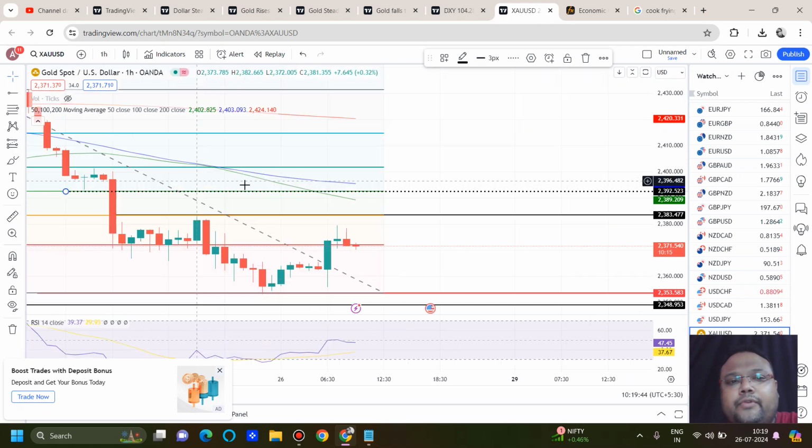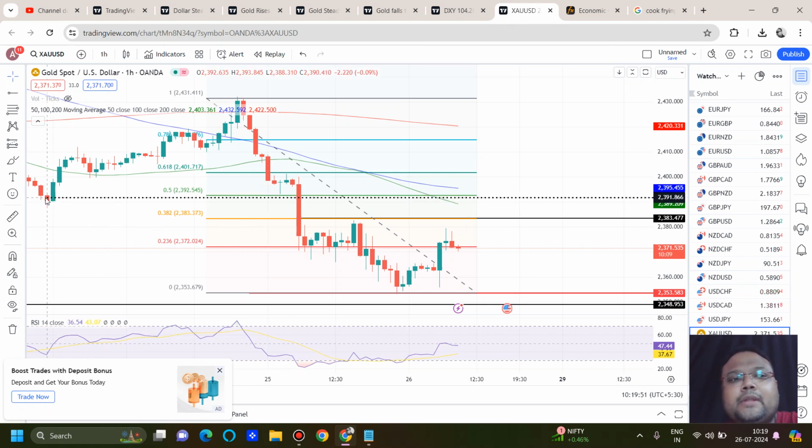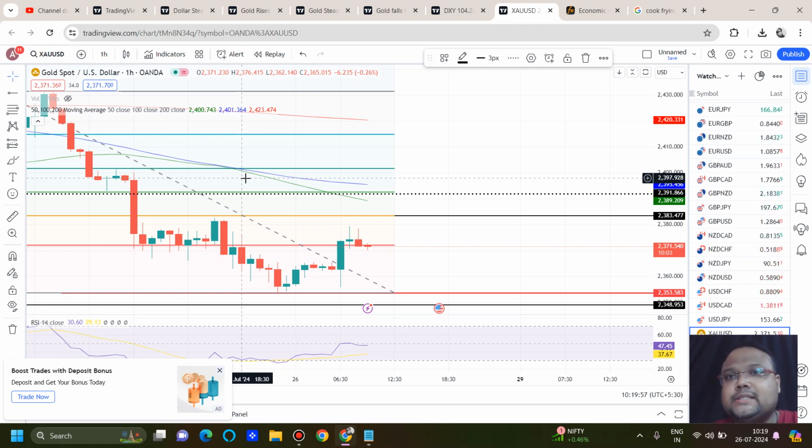We also have the moving averages working as dynamic resistance, plus the previous support will also be acting as resistance here. So if we combine all the factors, we can expect good selling pressure around this area, and especially before the US session where the market is expecting news, sellers will try to push the market down. As a day trader, we can go for a sell and make some money.